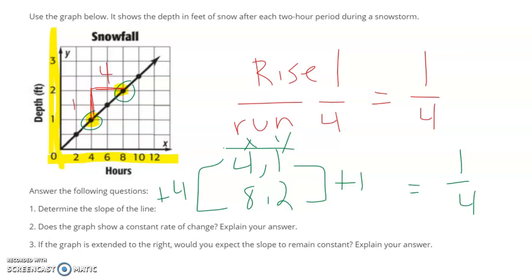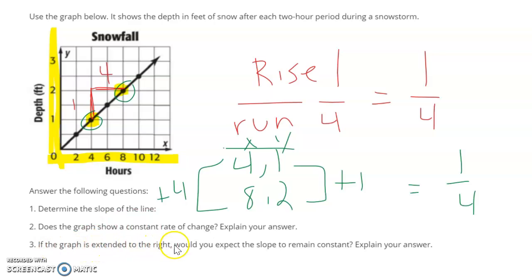I had to actually make this recording twice because the first time that I did it, I did not pay attention to my scale. This says determine the slope of the line. We have done it twice. We got 1/4. Does the graph show a constant rate of change? Yes. Any straight line has a constant rate of change.